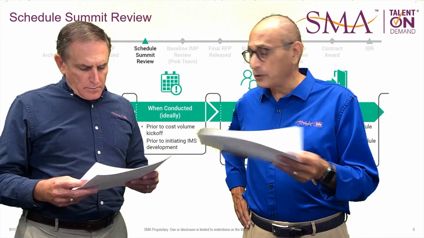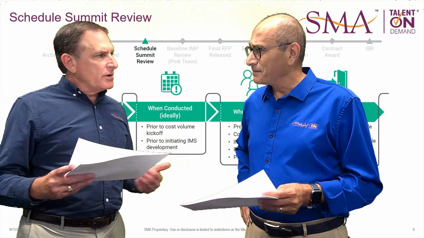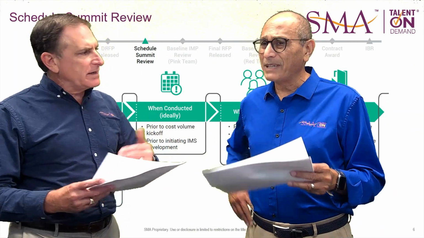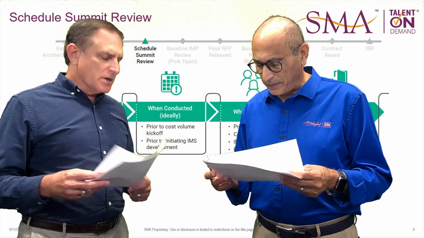All right. Now, who's involved? So again, program manager, cost volume lead, the IMP/IMS volume lead, and then planners and schedulers. So now you're bringing in the detailed planners and schedulers, and then the pricing lead should be involved in this as well. Absolutely.